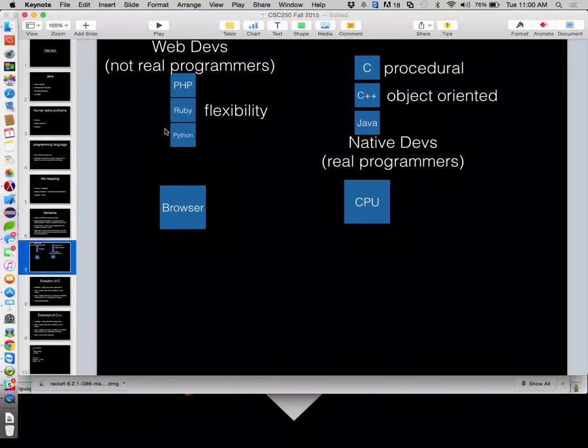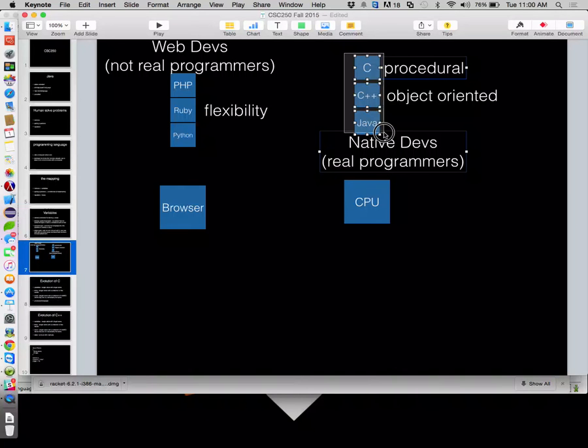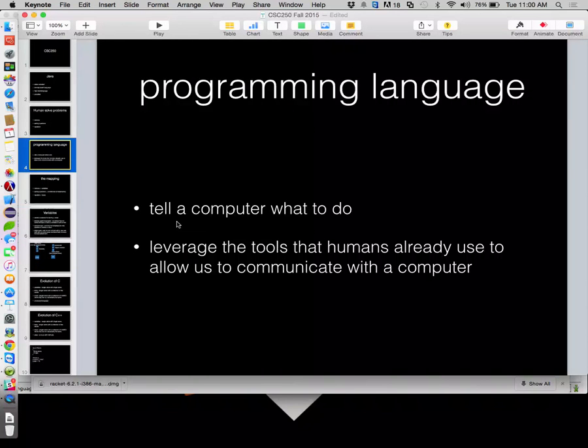Okay, so these languages are not better or worse. They're more compatible with the types of tools these folks are already used to dealing with. Remember, the job of our programming languages is to leverage the tools human beings already have to allow us to solve problems, allow us to tell a computer what to do. Okay, these languages aren't better or worse than each other. They just lend themselves to different kinds of problems.